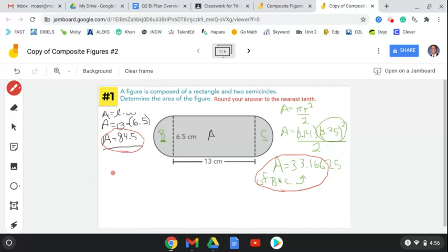Okay, and you would get 117. So I'm going to put a little plus sign here. I'm adding those together, and I would get 117.66625. Like it says in the directions, let's round this to the nearest tenth. This is the tenths place, and so it looks like I should round this to 117.7. Label my answer here. My units are in centimeters, so I'm going to label centimeters squared. Okay, and circle your final answer.